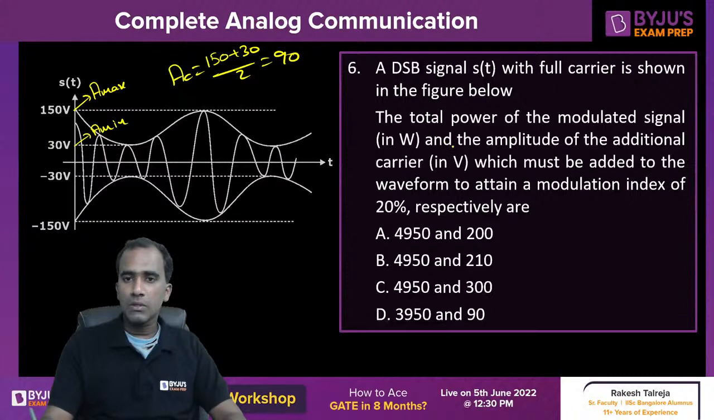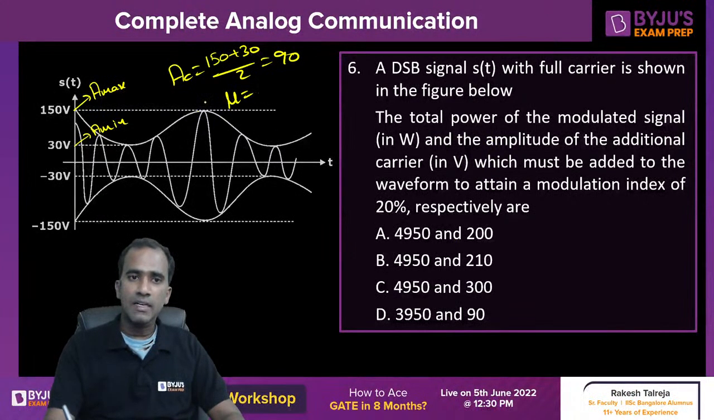Right. Now read through the question. The total power of the modulated signal in watts and the amplitude of additional carrier which must be added to the waveform to attain a modulation index of 20% or 0.2 are respectively. They're asking two questions here. What is the modulation index?